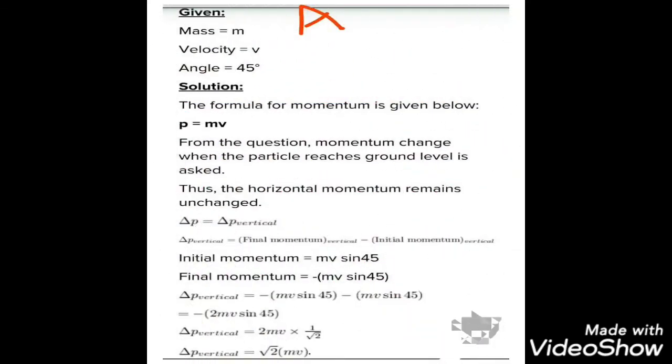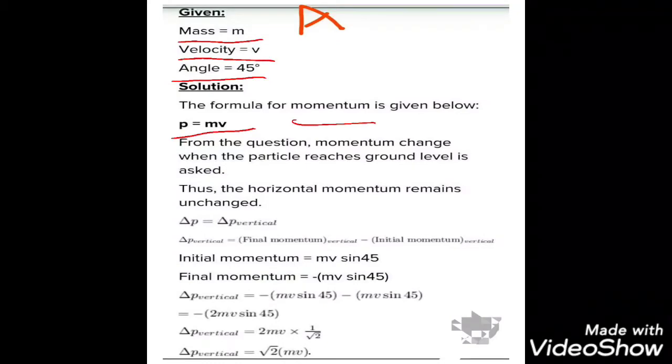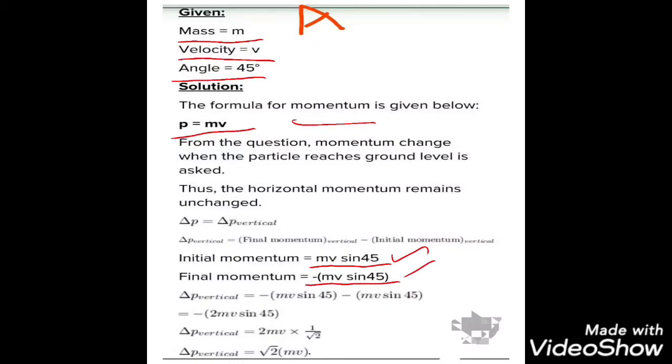Here you see the problem. Mass m, let me assume velocity v, angle 45 degrees. Momentum means mass multiplied by velocity. Here the component of velocity is v sin theta. So when it goes up, we write mv sin theta, that means mv sin 45, because the angle of projection is 45 degrees. When it reaches the ground, it will be minus mv sin theta.